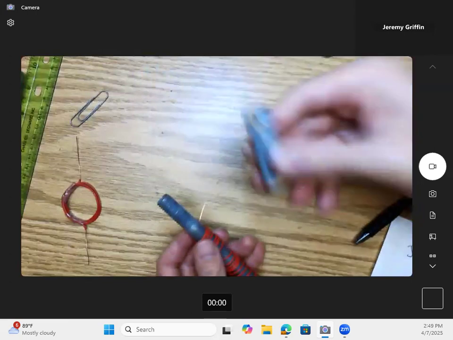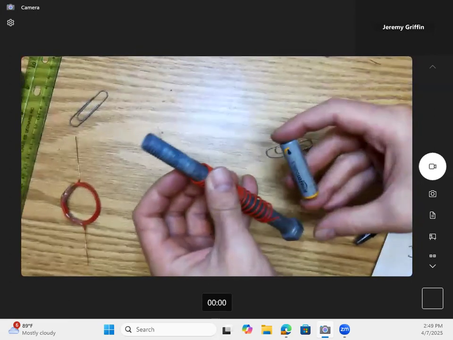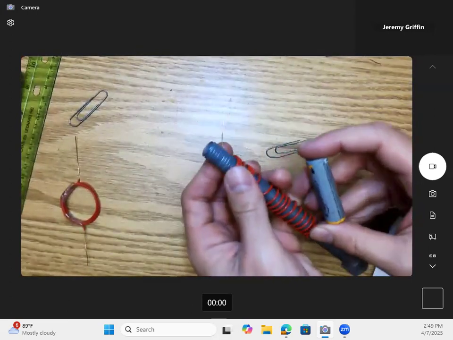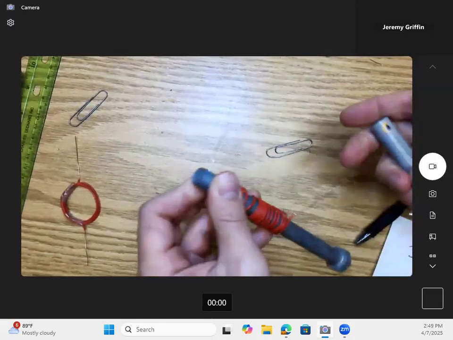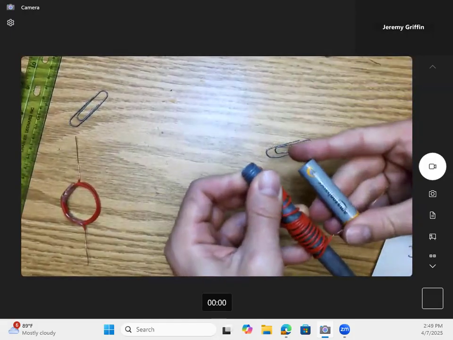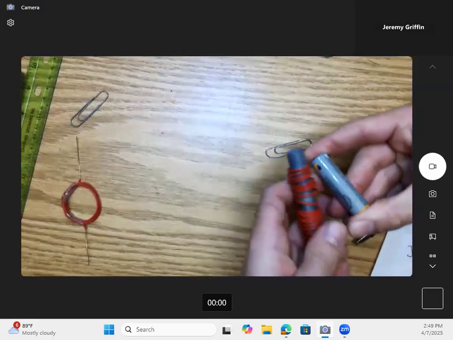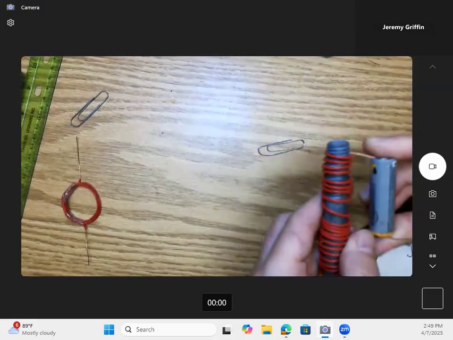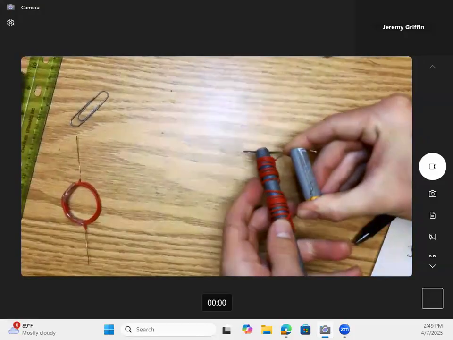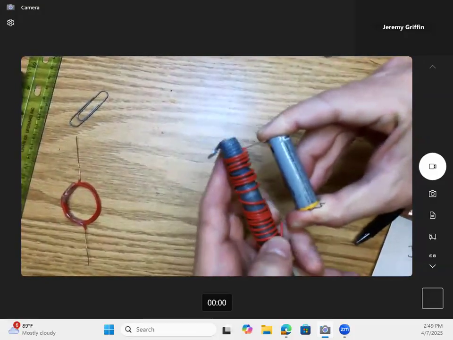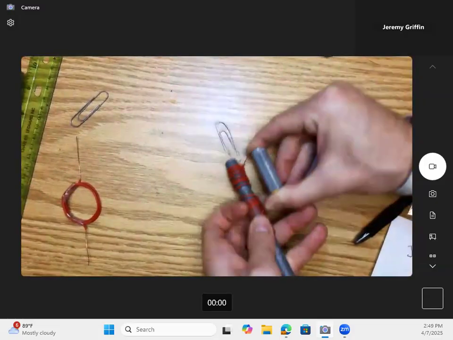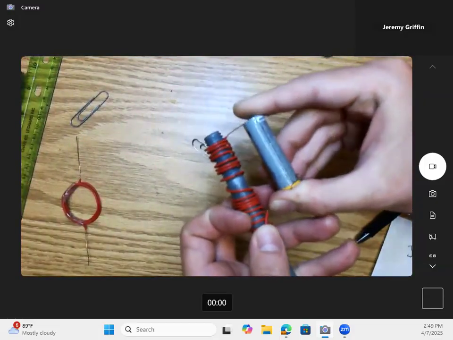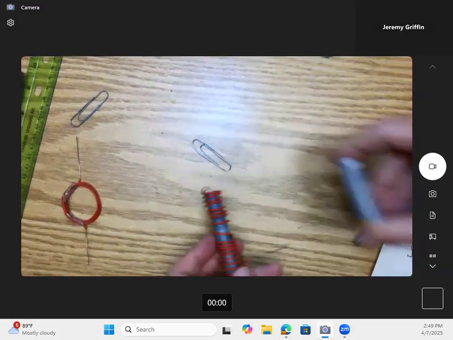But watch what happens when I take this battery and I connect it to these leads. That's all gonna change. Oops, got a good connection there. There it is. Oh, look at that. You can pick up that paper clip right there. And then when I disconnect the battery, boink, the paper clip falls off, and then I can't pick it up anymore.